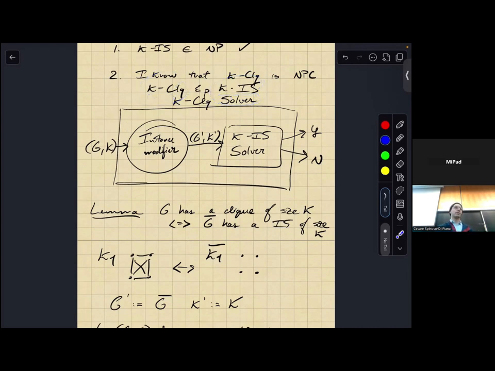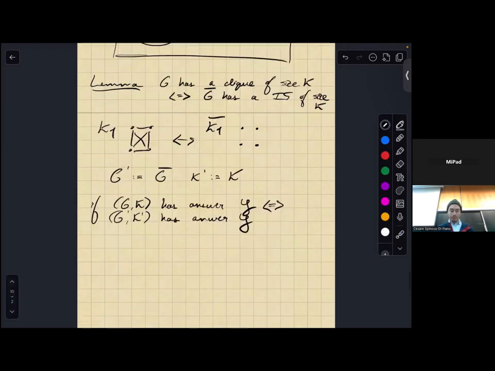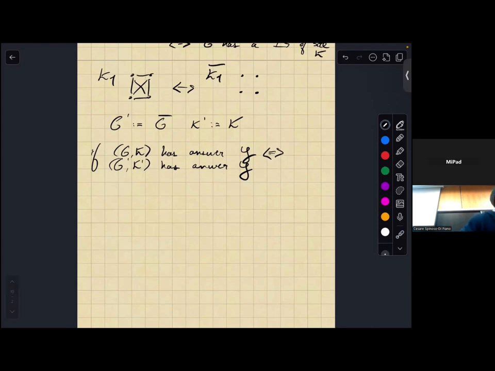No, the runtime of the modification would probably be something like the number of vertices times the number of edges, something like that. Okay, cool.